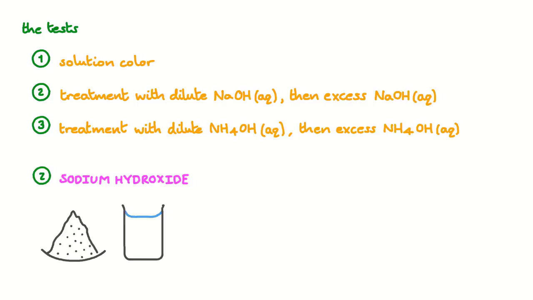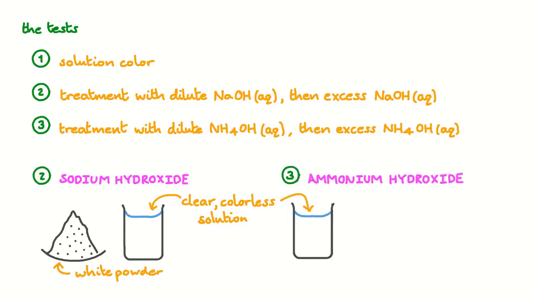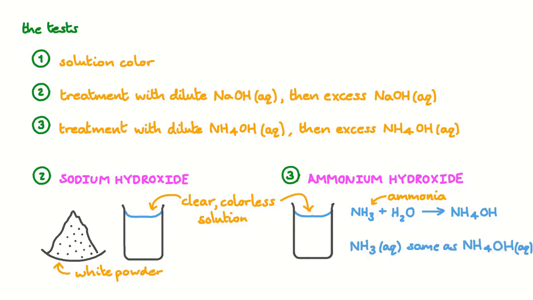In the lab, you may come across sodium hydroxide in various forms. For instance, as a white powder or pellets, or as a clear, colourless solution. Ammonium hydroxide looks like this. It's also a clear, colourless solution. If you add ammonia, NH3, to water, you'll produce ammonium hydroxide. Sometimes you'll see ammonia solution, ammonium hydroxide, or ammonium hydroxide solution. These all refer to the same thing.